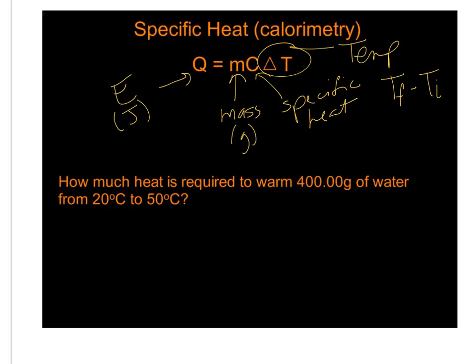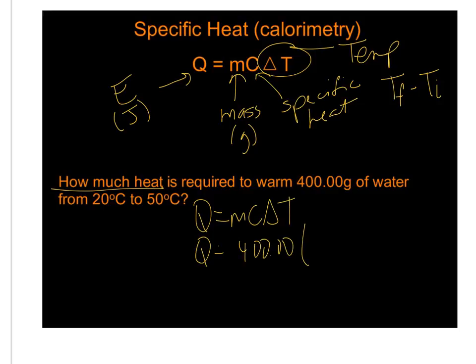So how much heat is required to warm 400 grams of water from 20 degrees Celsius to 50 degrees Celsius? We're just going to plug everything into this equation. Okay, we don't know Q, right? How much heat, that's what we're trying to find. Our mass is 400 grams. Now, the specific heat either has to be given to you or you look it up on a table. For water, it's 4.184, and for water you have to memorize it because you use it so often. So the specific heat of water is 4.184, and then it's always our final temperature minus our initial, so it went from 20 degrees Celsius to 50 degrees Celsius.